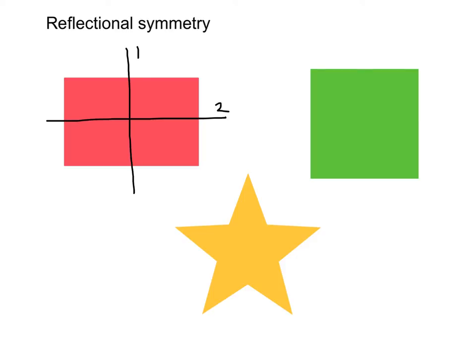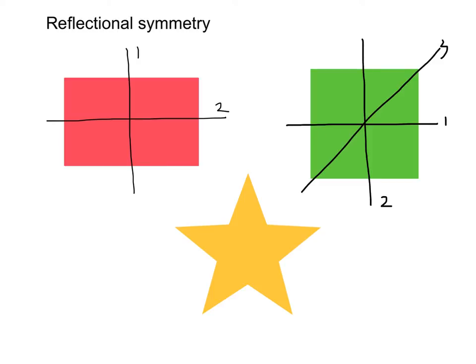So what about a square? This is a square. So this is the first one, second one, and then this is the third one, and we have the fourth one. So we have four axes of symmetry in a square.